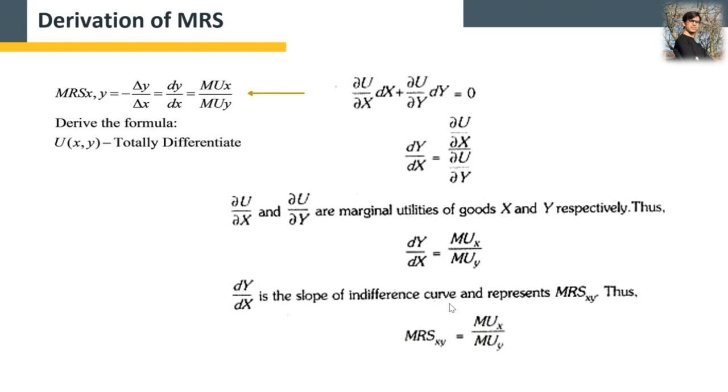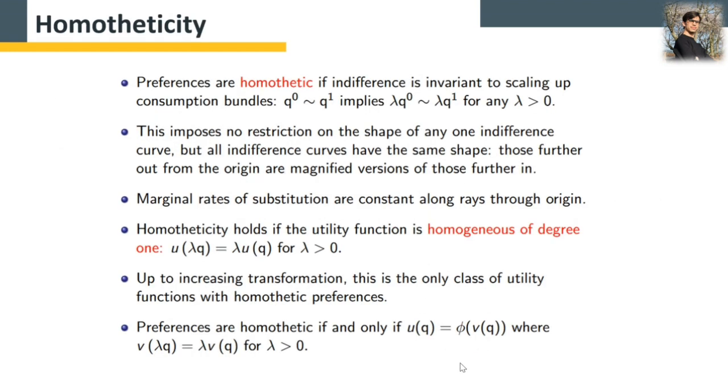And now let's talk about our third topic. This term implies that preferences are homothetic if indifference is invariant to scaling up. That means if we have two consumption bundles, for example Q0 and Q1, which are indifferent, and we scale them up by the same amount, for example lambda, this relationship will still be kept. If we multiply Q0 and Q1 both by lambda, scaling up both sides by the same amount, then our indifference relation is invariant to that.